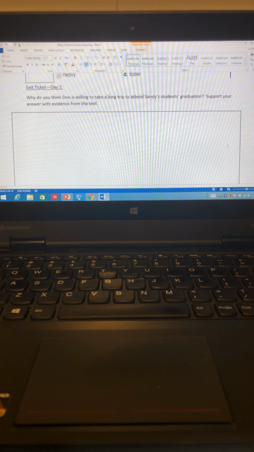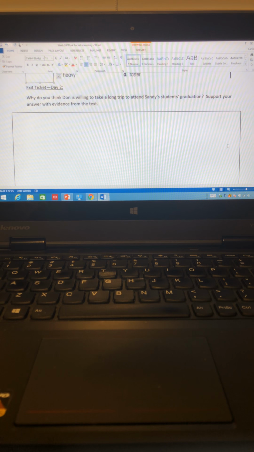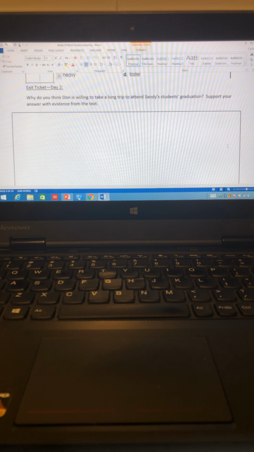Day 2 exit ticket. You need to make sure you reread the text, The Right Dog for the Job, so you can answer this question and give me text evidence. Why do you think Don is willing to take a long trip to attend Sandy's student's graduation? Support your answer with evidence from the text. First, you have to tell me why Don will make that long trip to come all the way to see her in Montana and the students at their 8th grade graduation. Then I need text evidence why. So give me specific evidence.